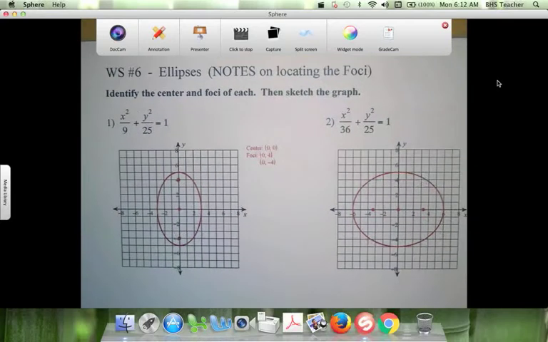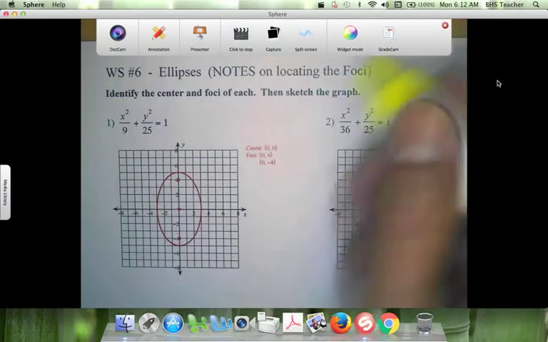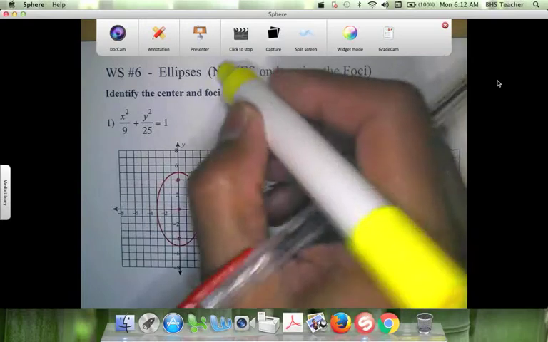Specifically, how to find the foci. This is where a lot of people had trouble, and we're going to need to know this because the next lesson, which is hyperbolas, these foci come up again. So this is where a lot of students are having trouble. So, notes on locating the foci.